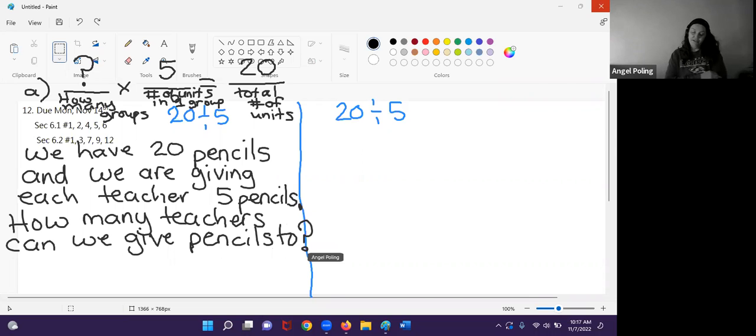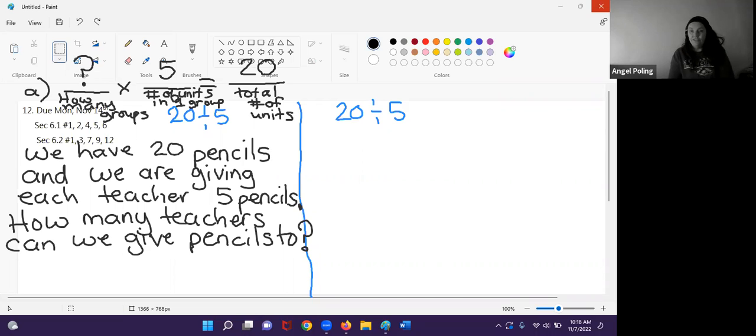Right? How many teachers is really the kicker, because the teachers are the groups, right? We could have said classrooms or something like that. Okay, you could have said students, right? But I imagine we gave 5 to each teacher, and then they gave people pencils who needed them or something like that.